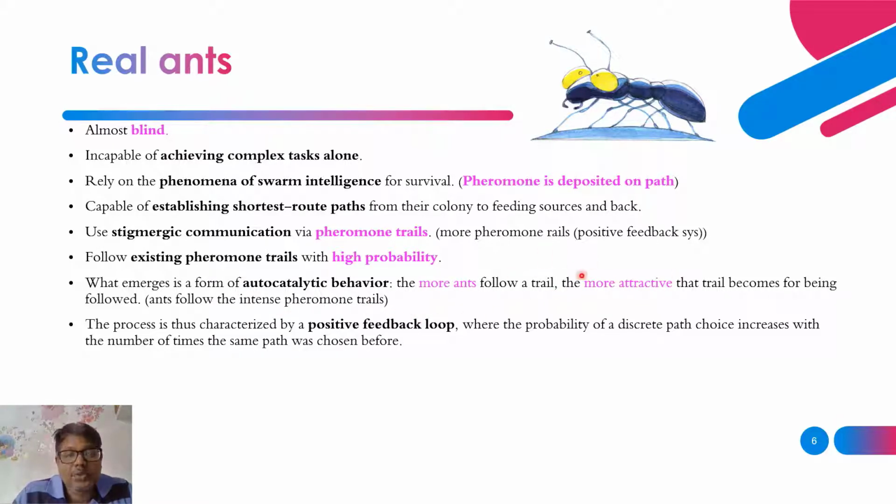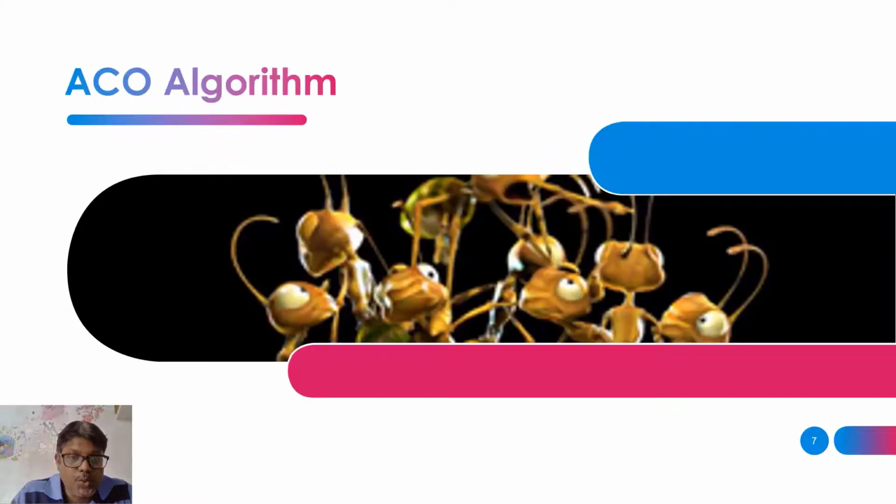This combination is what forms autocatalytic behavior. The process is thus characterized by a positive feedback loop, where the probability of discrete path choice increases with the number of times the same path was chosen before. So that's about real ants and their nature, and the same thing is used for our algorithm as well.